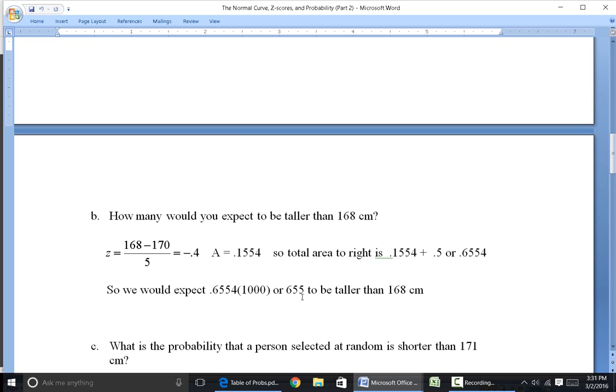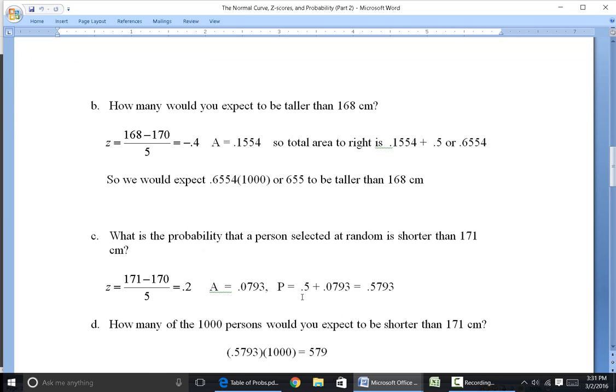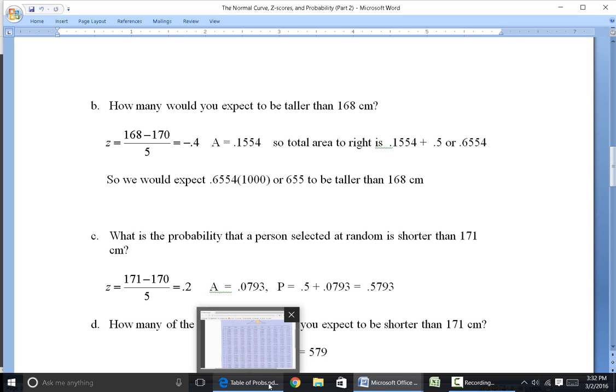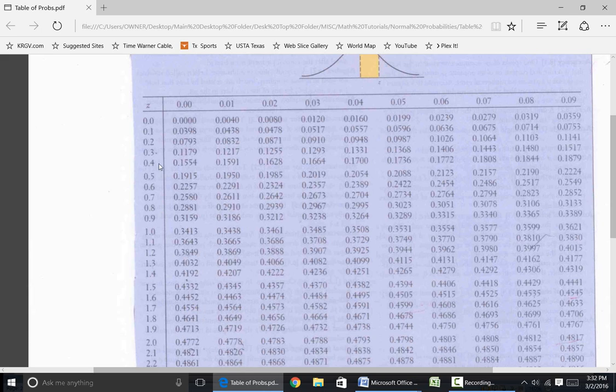Okay. What is the probability that a person selected at random is shorter than 171? Shorter than 171. So first, again, in this case, we have to find the standard score or the z-value. So take 171, subtract 70, divide by 5, we get 0.2. So again, in the table, we go to 0.2, and we find 0.0793.